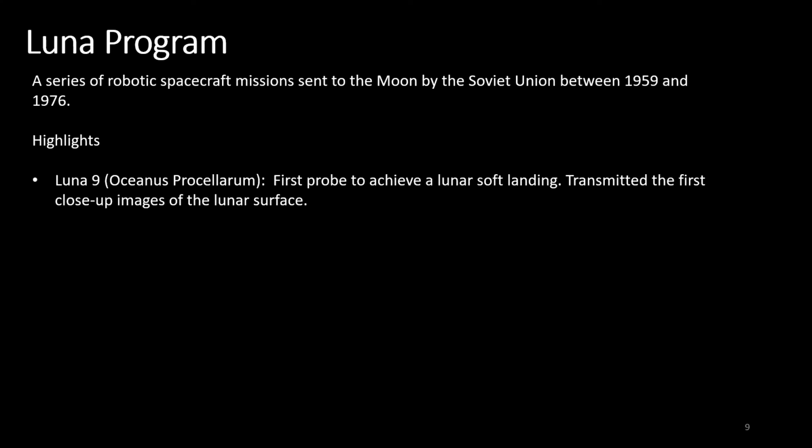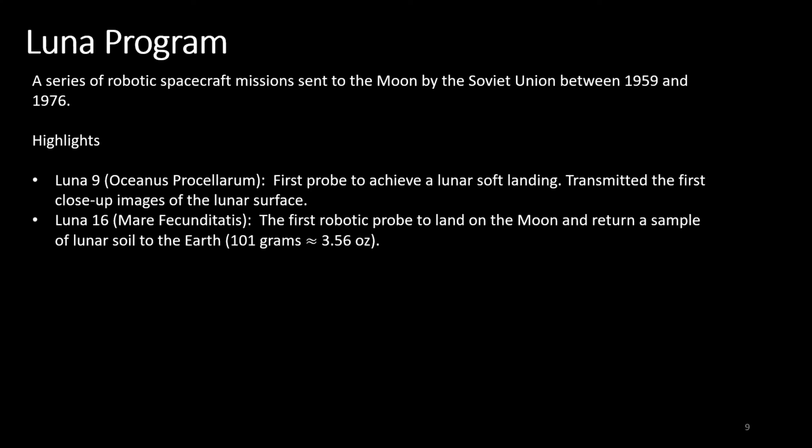Luna 9 landed in Oceanus Procellarum. It was the first probe to achieve a lunar soft landing. It was also the first spacecraft to make a landing on any planetary body. It also transmitted the first close-up images of the lunar surface. Luna 16 landed in Mare Fecunditatis, the first robotic probe to land on the moon and return a sample of lunar soil to the Earth, a little bit over 3.5 ounces.